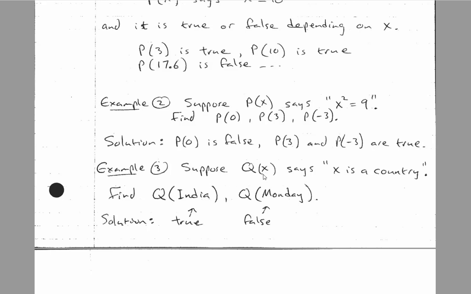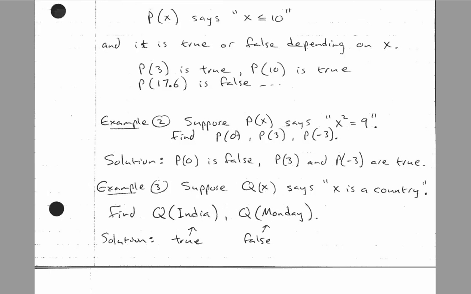Example 3, a different type of function. Q of x says x is a country. So the inputs here are not necessarily numbers. So if you put in India, Q of India, well, India is a country, so that's true. But if you put in a day of the week, you'll get a false output. Yeah, there's no country called Monday. Okay, so we're using these functions. This is function notation. So things go into the function, and what comes out here is either true or false.